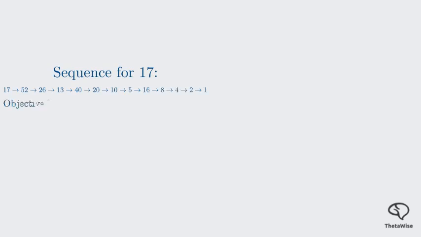So the full sequence for 17 is 17, 52, 26, 13, 40, 20, 10, 5, 16, 8, 4, 2, 1. We've successfully traced the path of another number, this time an odd one, meeting our objective.